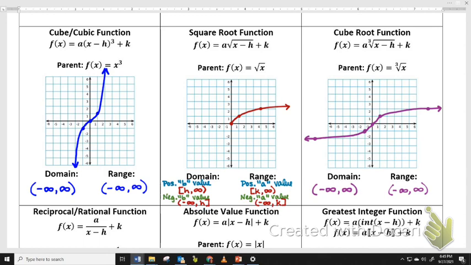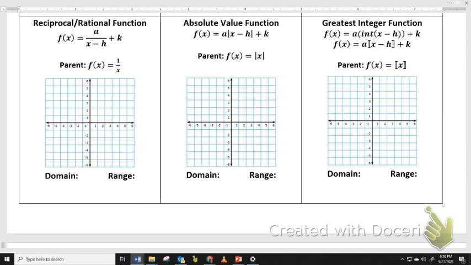All right, let's do these last three functions: reciprocal or rational function, absolute value, and greatest integer. All right, last three functions here. So we're going to do our reciprocal or our rational parent function. We talked about this one when we were doing our notes.